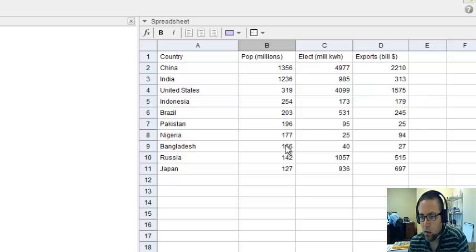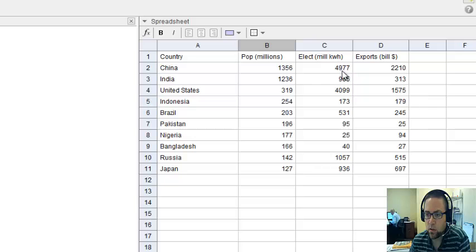And those values are the population in millions, so 1,356,000,000 people live in China, and 319 million people live in the United States. And then I also got values for the amount of electricity produced by each country in kilowatt hours, millions of kilowatt hours.